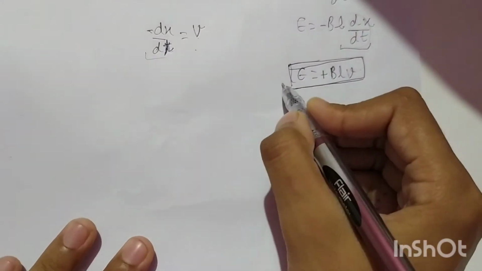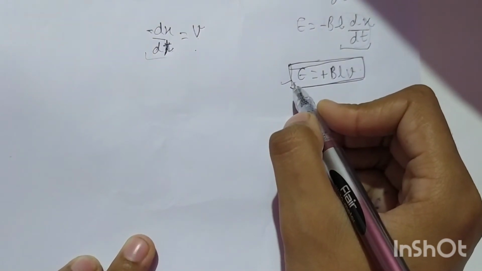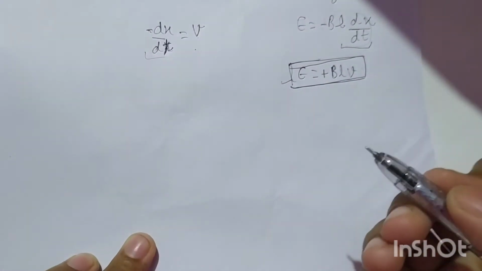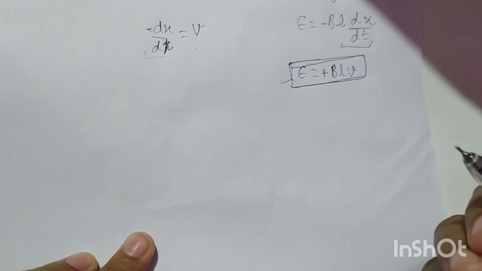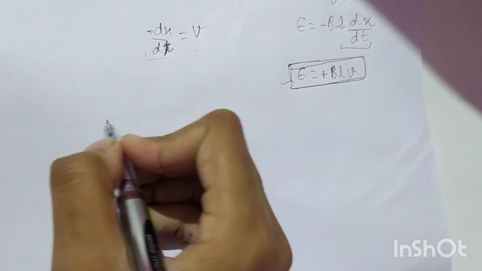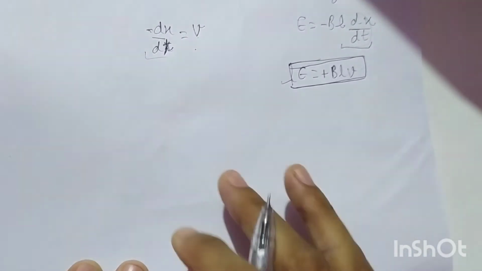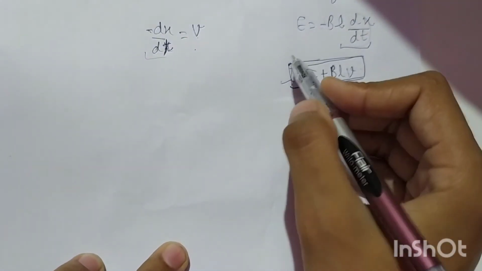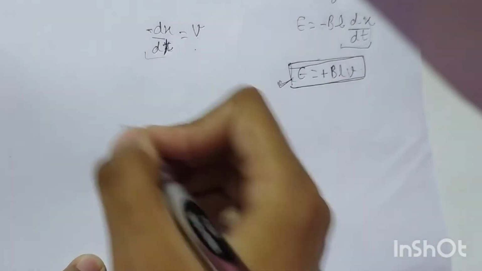Okay, so now how can we define this EMF? We can define it as the magnetic force on a moving electron, or on the moving side PQ, which maintains a potential difference and also produces some EMF, which is equal to BLV.